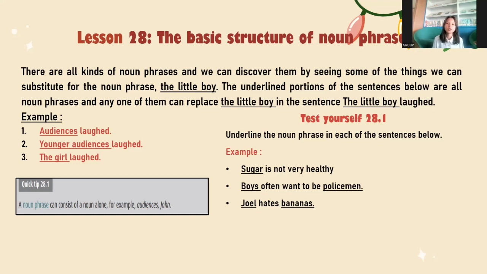Test yourself 28.1. Underline the noun phrase in each of the sentences below. Example, first, sugar is not very healthy. Sugar is the noun phrase. And the second, boys often want to be policemen. The noun phrases are boys and policemen. Third, Joel hates bananas. The noun phrases are Joel and bananas.